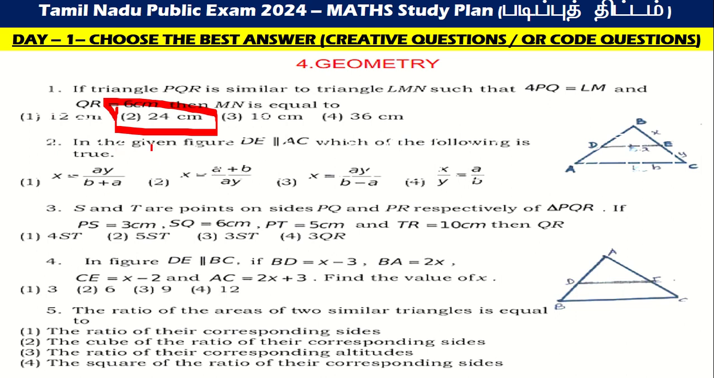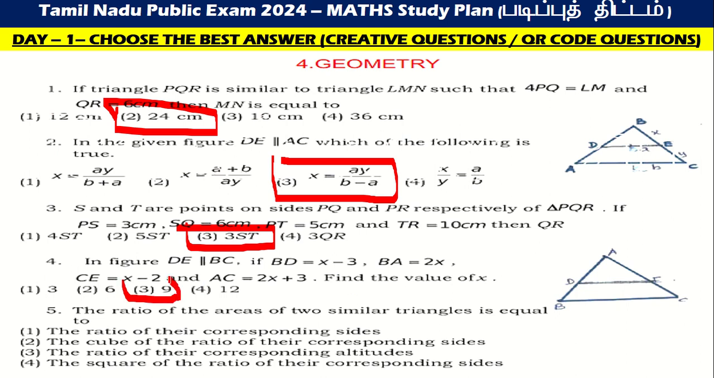Then if in the given figure DE is parallel to AC, that means the first answer is x is equal to ay by b minus a. Then the third one is C option, S3 ST. In the figure DE is parallel to BC, if BD is equal to x minus 3, that means your answer is 9.